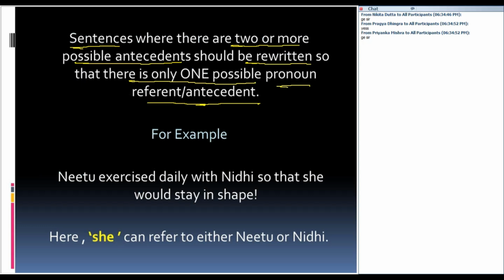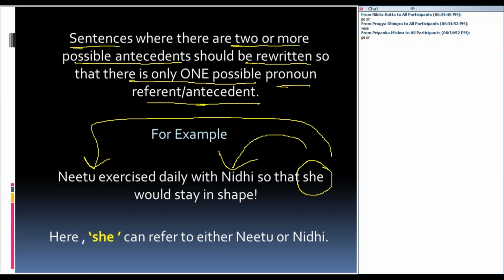The example you can see here: when I write, "Need to exercise daily with Nidhi so that she would stay in shape." Now the question is, who is she? Does she refer to Nidhi or does she refer to Neetu? There can be a confusion about the antecedent, and that is why there is a pronoun reference error, and we will have to change this sentence. We will have to rewrite it.